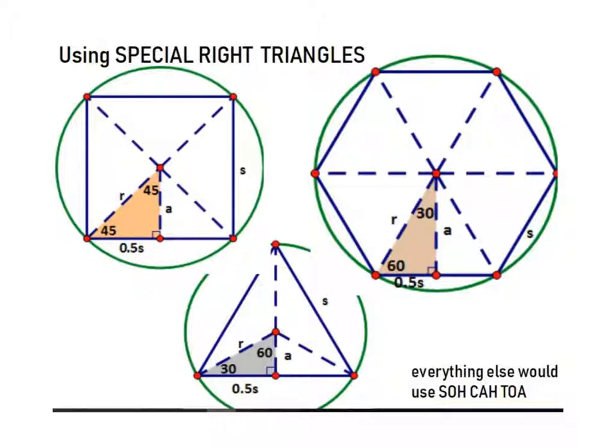When we're trying to do the area formula for a regular polygon, I need to know the apothem. That's part of it. I need to know this side length so that I can do the perimeter.